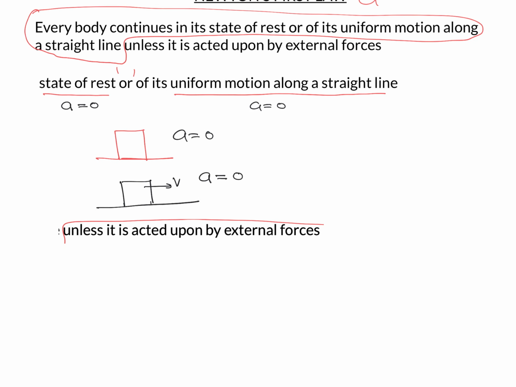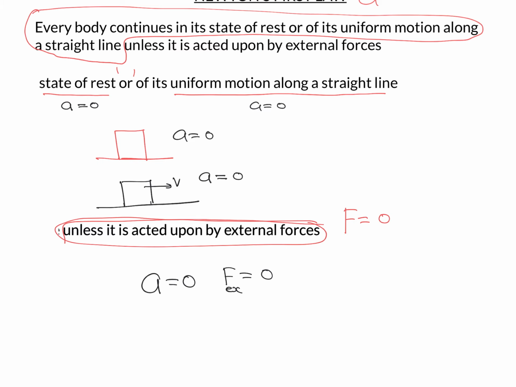If the external force acting on the system is equal to 0, then the acceleration of the particle will be equal to 0. So the entire meaning of Newton's first law is nothing but A is equal to 0 if F is equal to 0. And here it is mentioned that this force should be an external force. Only an external force can create acceleration. Internal forces cannot create acceleration.